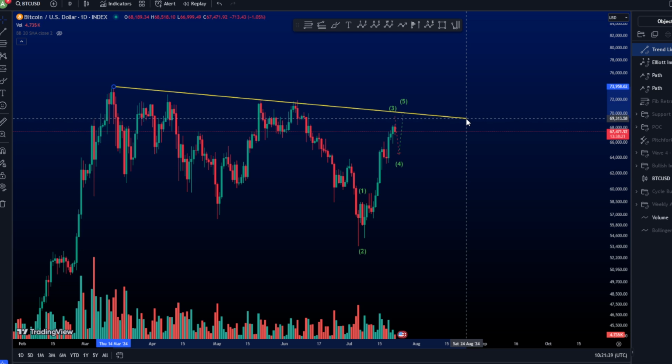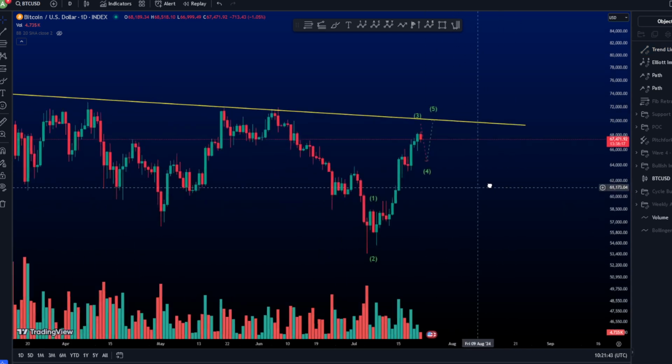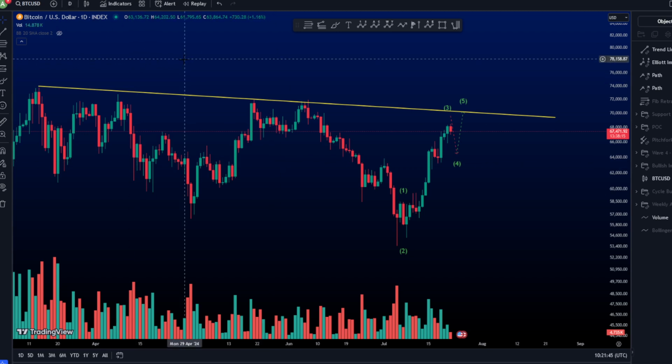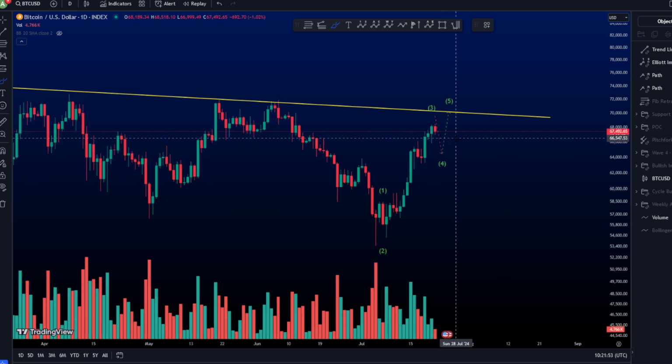Today I will start with Bitcoin price prediction with Elliott Wave analysis, and starting with the daily chart we can see that Bitcoin in the weekend has made some little moves toward the upside, and then since yesterday midnight in the European time we have started to see some pullback down.